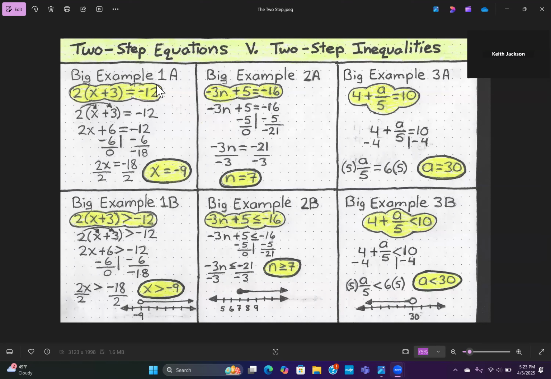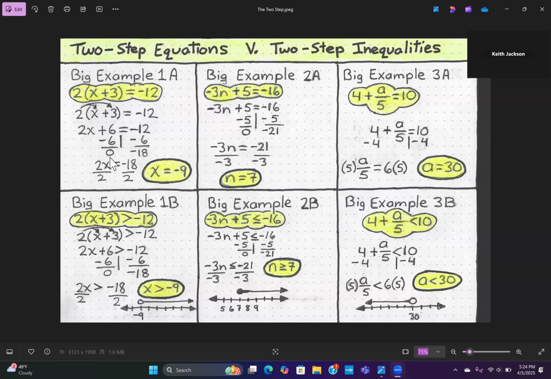And so in big example 1a, we have 2 times the quantity of x plus 3 is equal to a negative 12. And what we're going to do, we're just going to distribute this 2 across the parentheses, just like you see right here. So we have 2 times x plus 2 times 3. 2 times x will give me 2x, while 2 times 3 will give me 6. And we're going to set that equal to a negative 12.